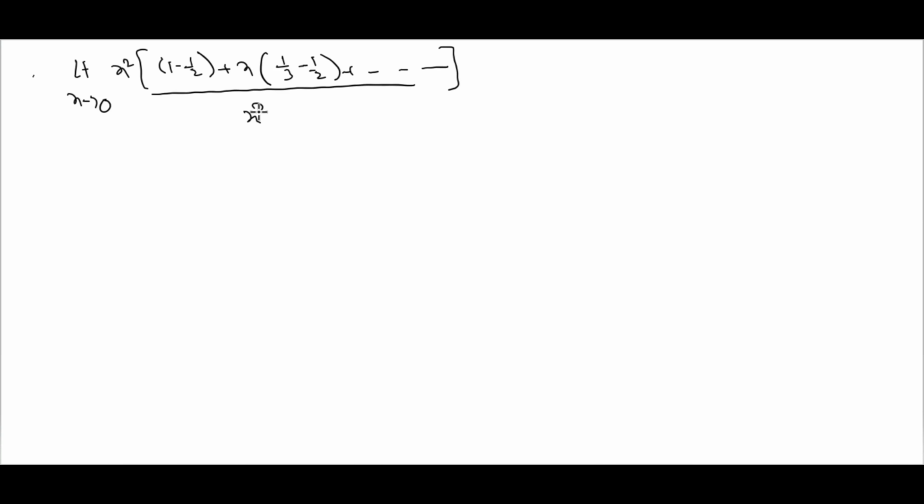Again take x square common. Limit x tends to 0, in numerator x square common, that is first one, 1 minus 1 by 2, plus x into 1 by 3 minus 1 by 2, plus up to so on, by x square. Now x square is cancelled, that is equal to limit x tends to 0, 1 minus 1 by 2 is 1 by 2, plus x into 1 by 3 minus 1 by 2, that is minus 1 by 6, plus x square into up to so on.